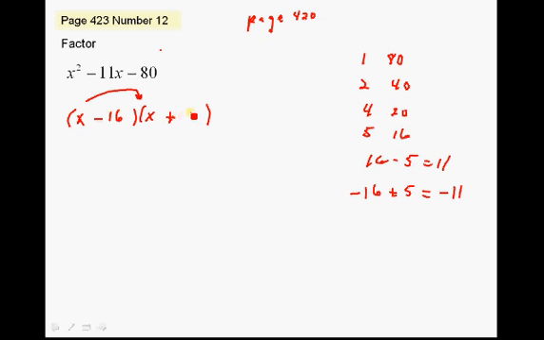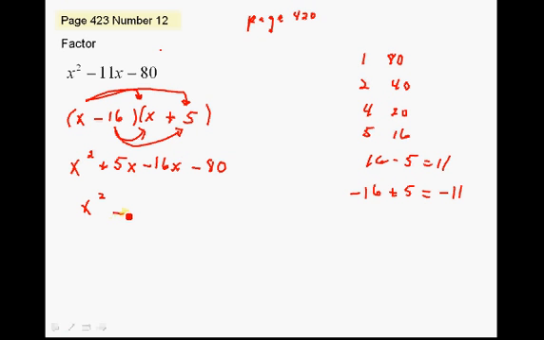How do you know that that's true or valid? Well, you use the FOIL method. X times x is x squared. X times a positive 5 is 5x. Negative 16 times x is negative 16x. A negative 16 times a positive 5 is negative 80. Combine like terms and we get x squared minus 11x minus 80. Look at that. It's the same thing. So we did a check.